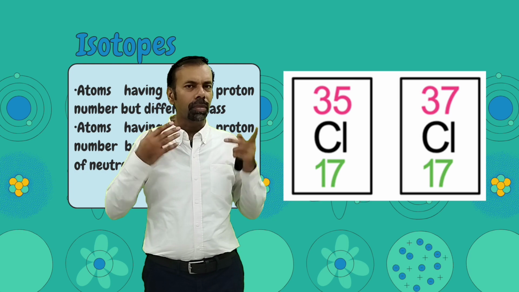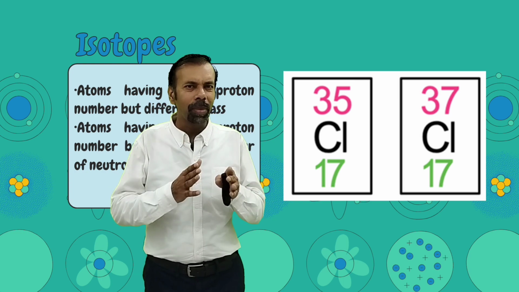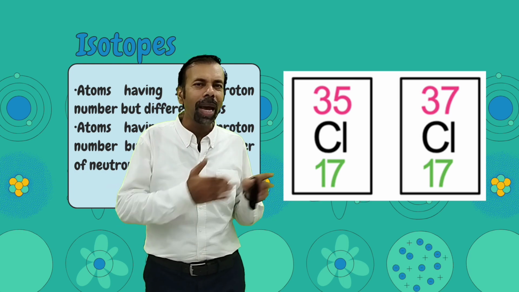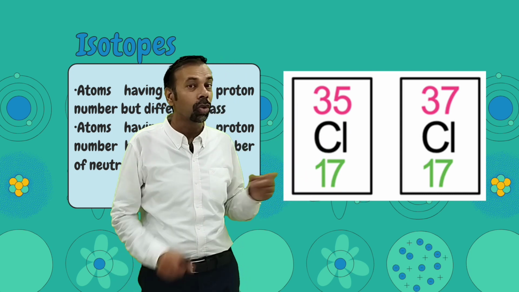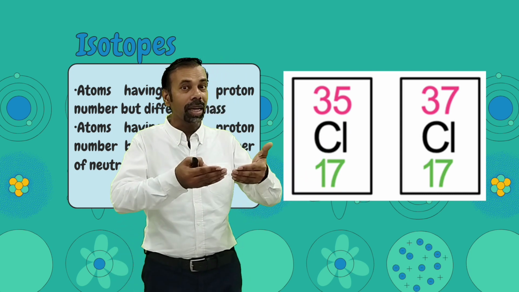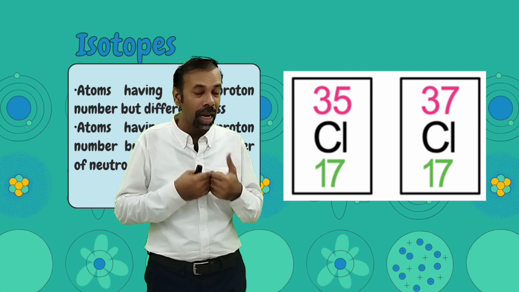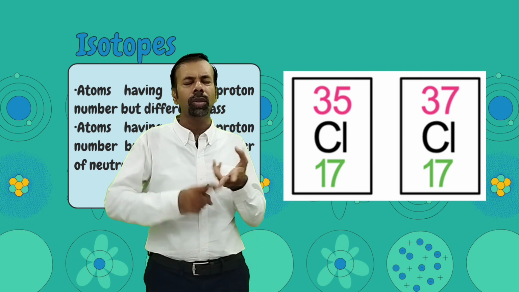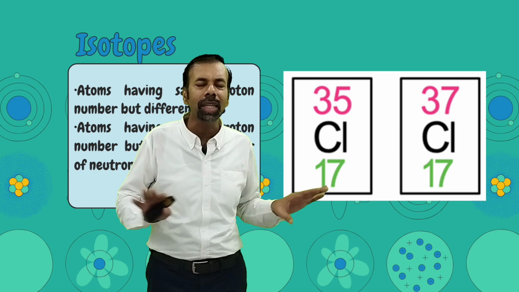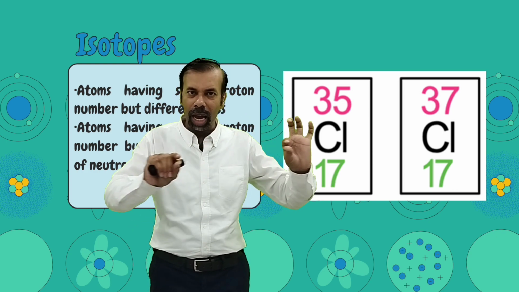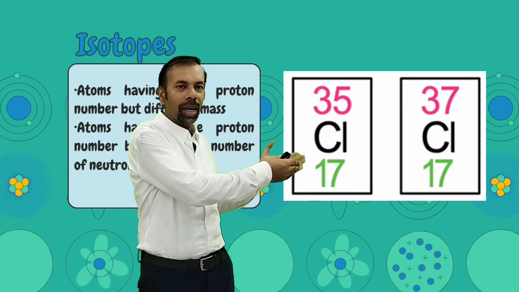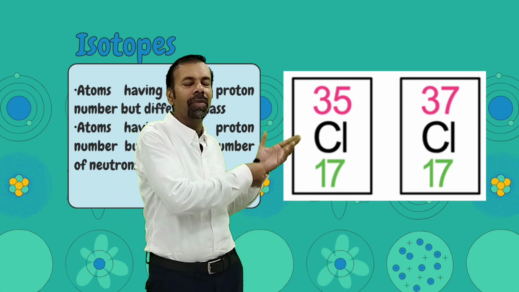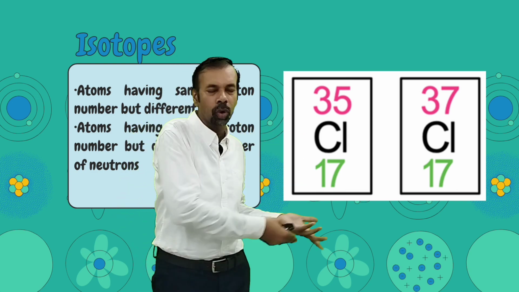But in the periodic table or in our calculations, which mass will we use? Will we be using 35 or 37? No, rather we will take a weighted average of these isotopes. If an atom has two isotopes or three or four or five, whatever they have, we take a weighted average of all those masses. Now have a look at how we can calculate the weighted average of isotopes.